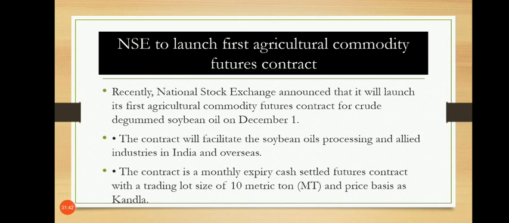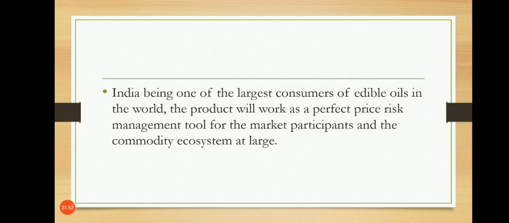Okay, the contract is a monthly expiry cash settled futures contract with a trading lot size of 10 metric ton and price basis as Kandla. Okay, that is not important, but the important thing here is that India being one of the largest consumers of edible oils in the world, the product will work as the perfect price risk management tool for market participants in the commodity ecosystem at large.